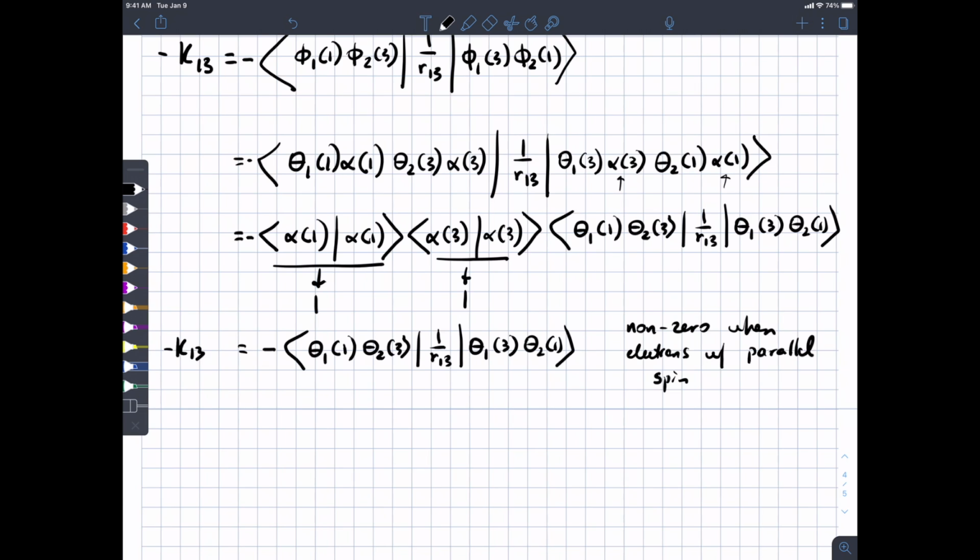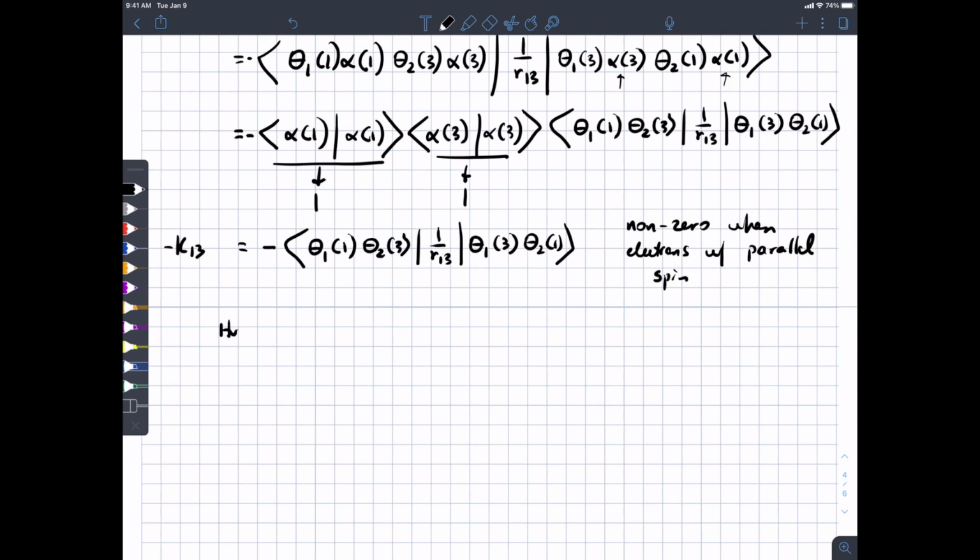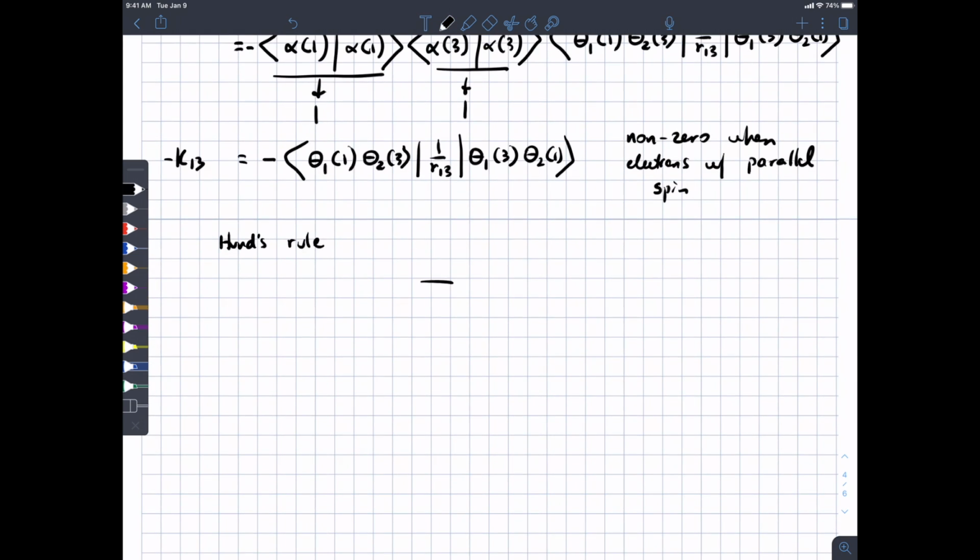This is the explanation behind Hund's rule. Hund's rule says that, for example, if you fill up orbitals one electron at a time with parallel spin first. So if I were filling up these 5 orbitals with 7 electrons, Hund's rule says it would be more stable for these electrons to be parallel, and that is because of the K integral.